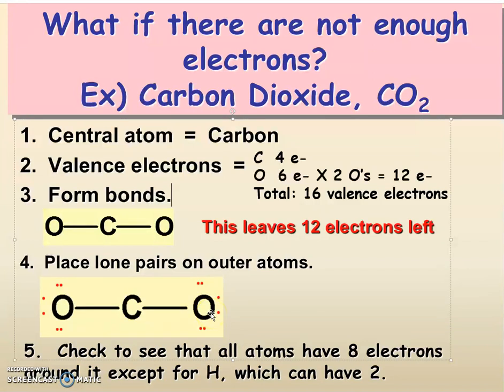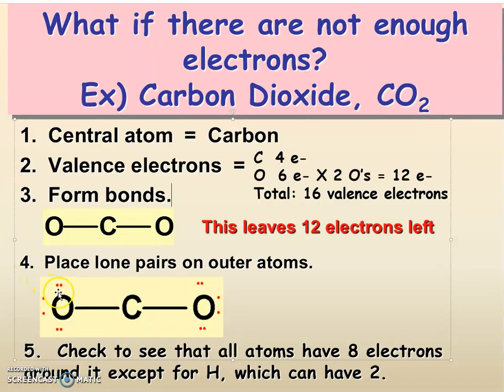But let's do a check. Oxygen is fine, but carbon does not have 8 electrons. It has 1, 2, 3, 4. So this is a case where we finished all of the electrons from our electron bank. When this happens, you're going to then consider making double or triple bonds. Depends on what we have. So carbon and oxygen are both able to make a double bond.